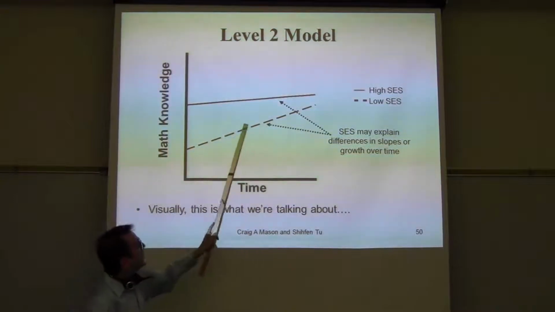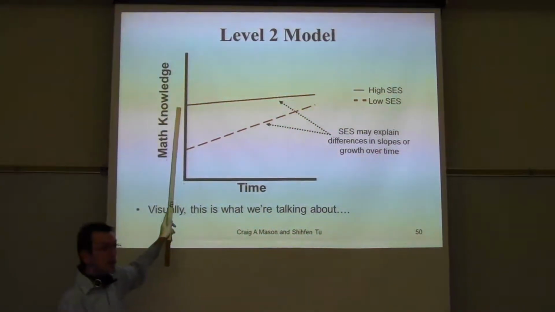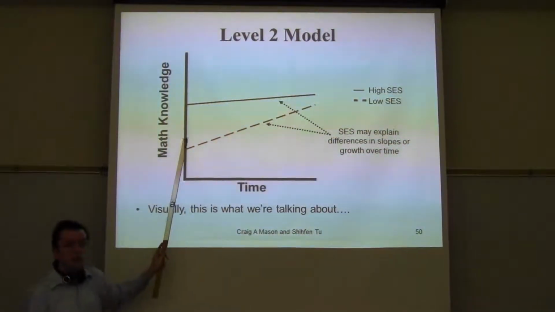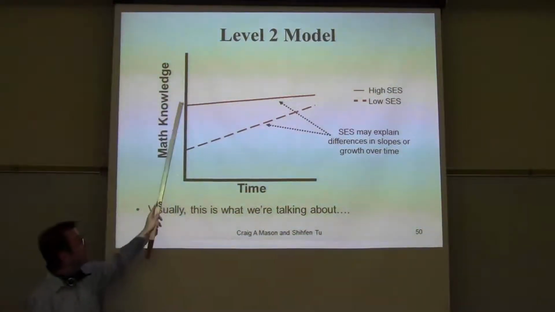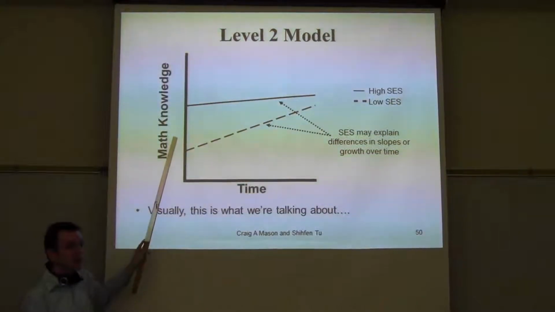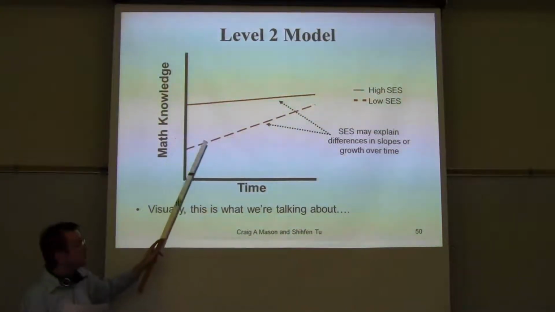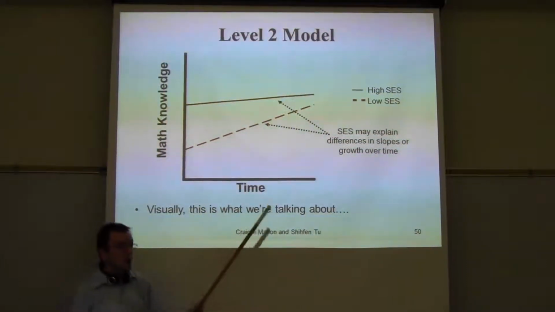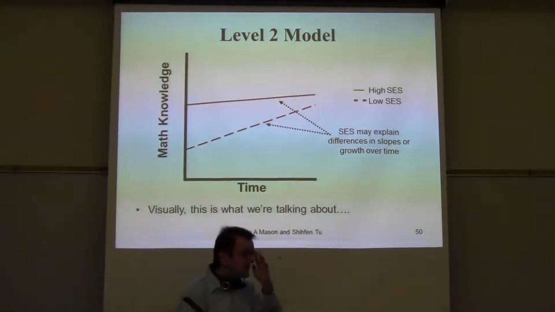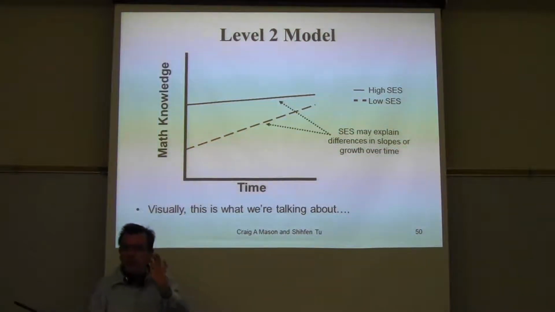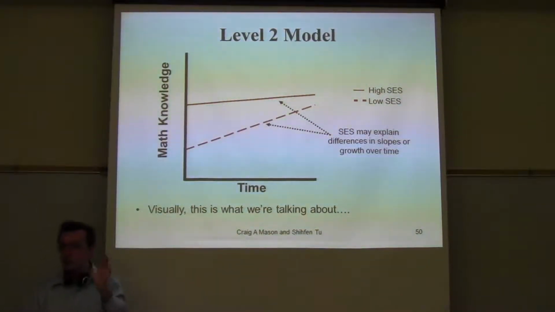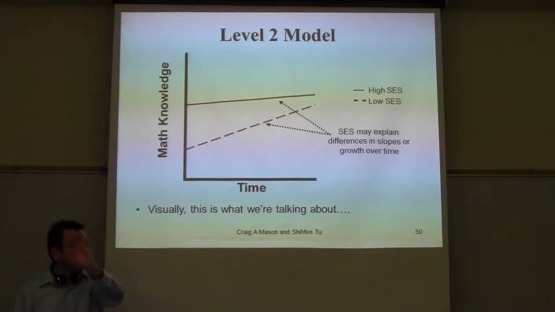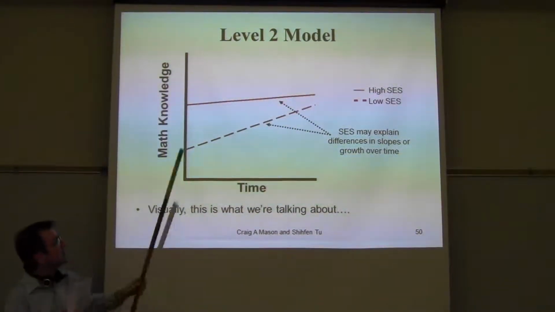Visually, this is what it looks like. Now it's that same one we looked at a minute ago. But now, when we were predicting those pi 0 ij's, we were looking at, are there differences here? Now this equation, we're looking at, are there differences in the slopes? So we've got these two different level 2 equations. We had one level 1 equation, and now we've got these two level 2 equations that are asking two different questions.